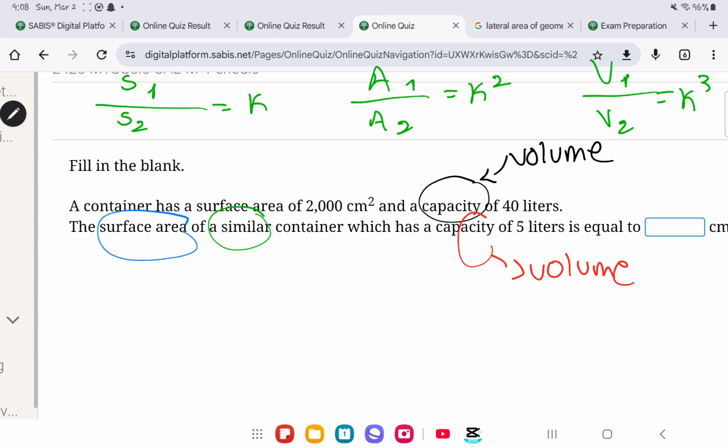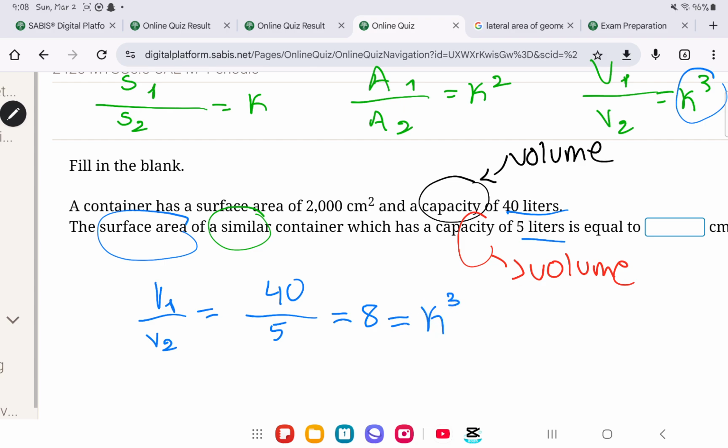Very simply, we can find what? We can find the K cubed because we are given volume 1 and volume 2. So volume 1 over volume 2 is equal to 40 over 5, which is equal to 8. So 8 is equal to K cubed. If you want to find the answer, you could do it mentally, which is very easy. It's going to be 2. So that means K is going to be equal to 2.